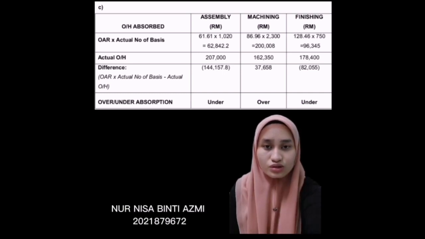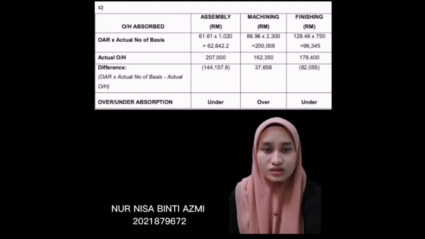So we go to assembly. The calculation is 61.61 ringgit multiplied by 1,020 machine hours equals 62,842.2. The 1,020 we get from the table in question 1C. Net actual overhead is 207,000. The 207,000 ringgit we get from the table in question 1C. Next, 62,842.2 minus 207,000. The result is 144,157.8 and it is negative, so the answer is under.